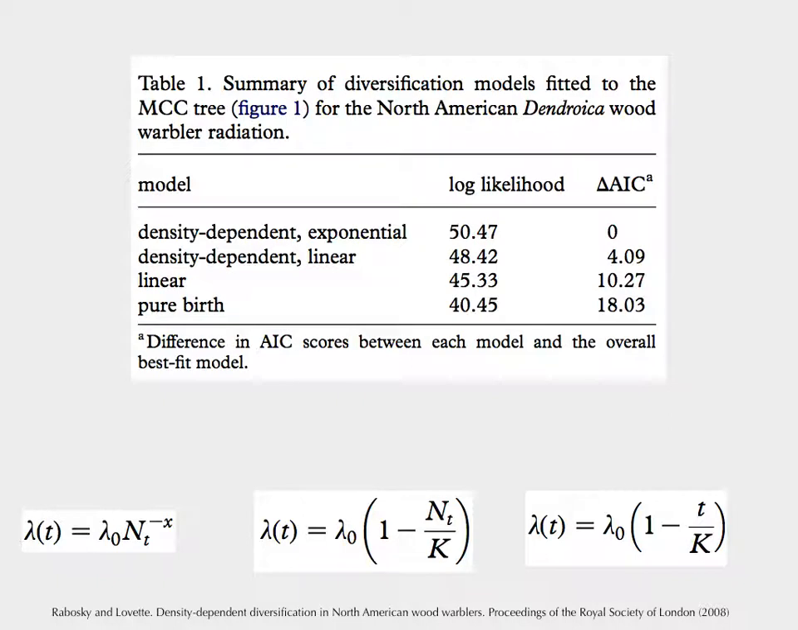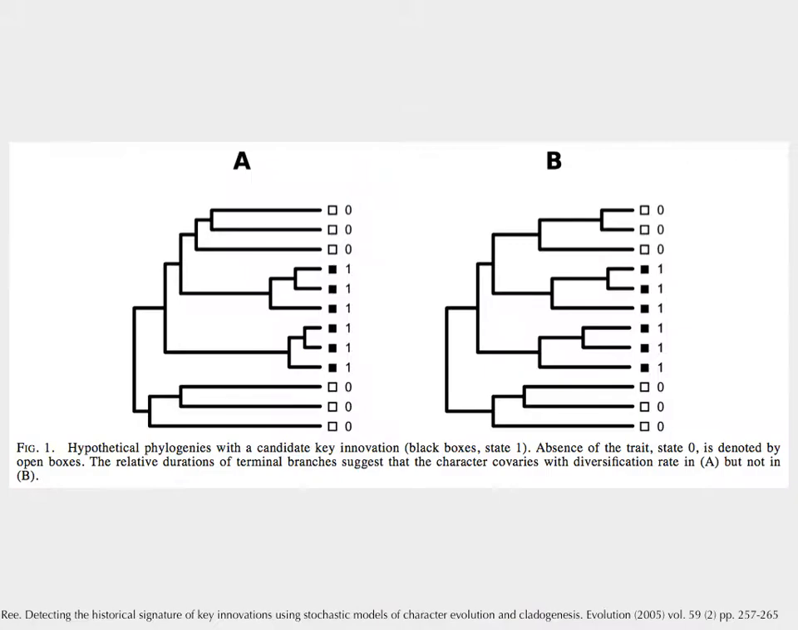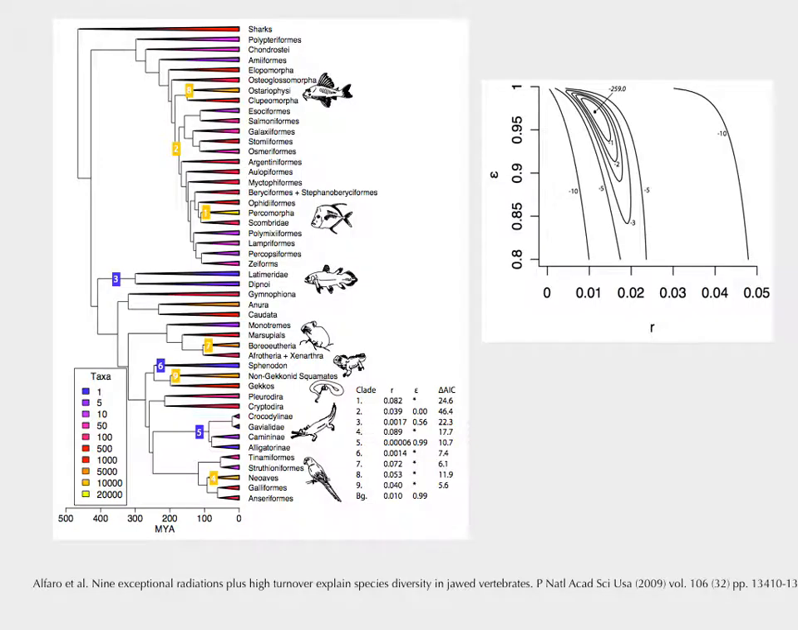So here's one where basically this is a measure showing how much information you're losing. We don't lose the least amount of information with this one. So a density-dependent model with exponential growth fits better than linear or pure birth. So we can tell something about, you know, there might be a density dependence here. We'll get to this later.